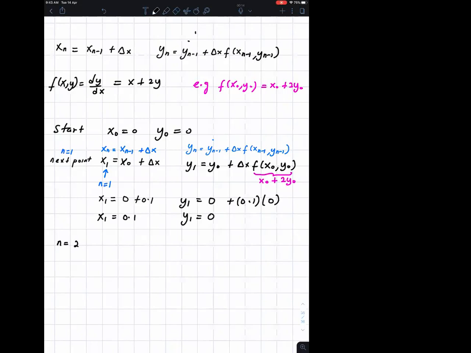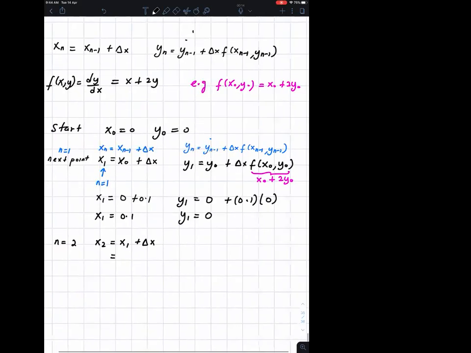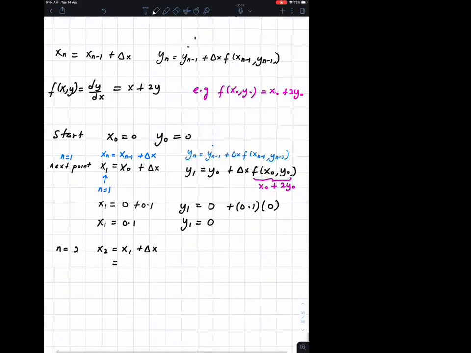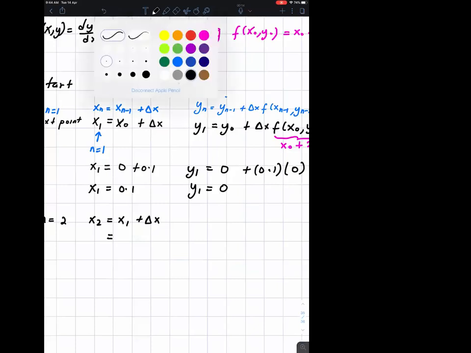Now look at the blue equation. x2 is equal to x2 minus 1, which is x1, plus delta x. Now what was x1 calculated earlier? X1 is 0.1, we calculated it earlier, right here.